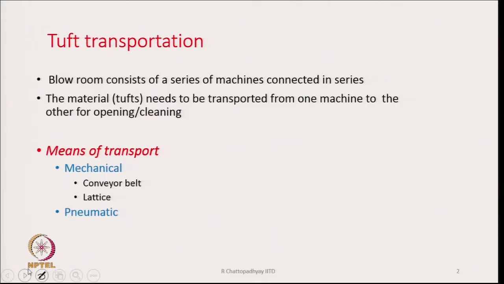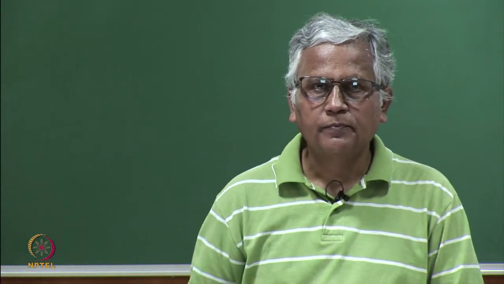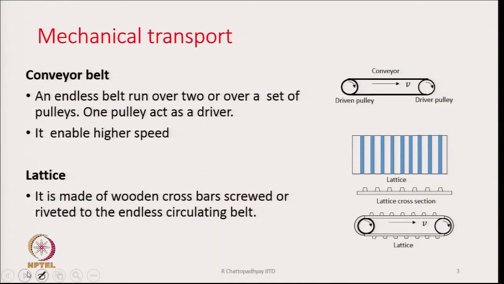There are two means. One is mechanical, that is with the help of conveyor belt or lattice, and the second is by pneumatic means. So, basically two ways to transport the tufts. One is purely by mechanical means with the help of conveyor belt or lattice, the other one is pneumatic transport. Now, let us focus on the mechanical transport, which is with the help of conveyor belt.